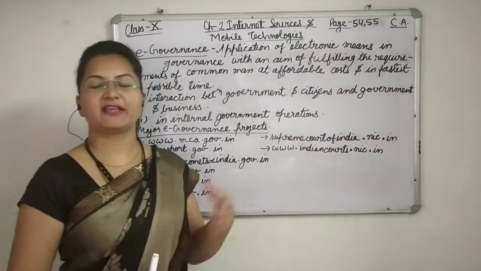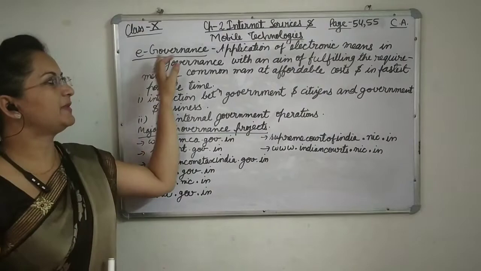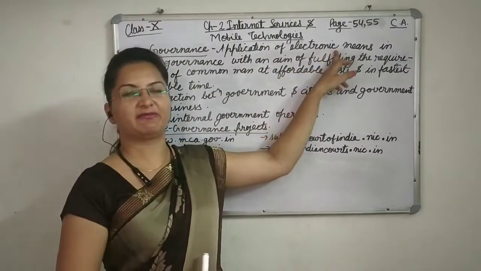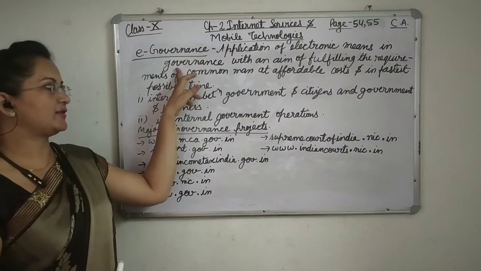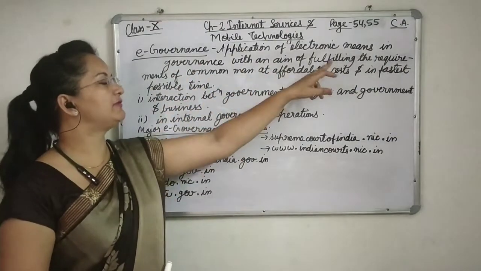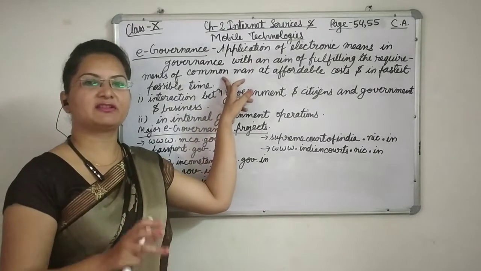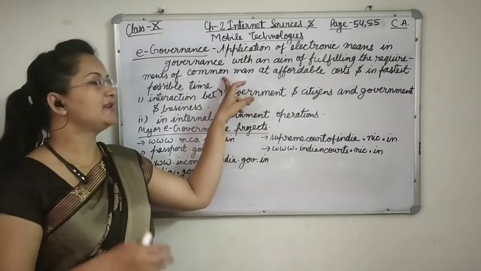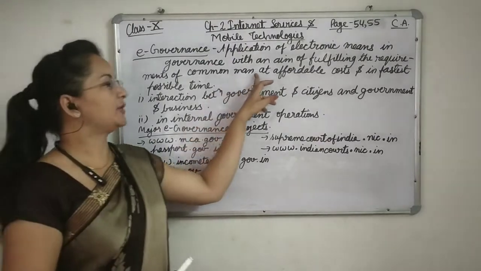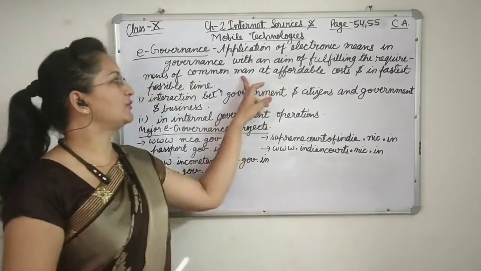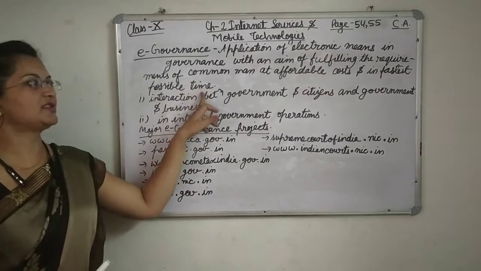Now students, the next type of web service is e-governance. So e-governance means application of electronic means. Electronically, we can simply visit government websites. Okay, so it is actually aim of fulfilling the requirement of the common man. Common man can visit the government websites and they use facilities and services provided by the government. Okay, so common man can simply use it at affordable cost and in fastest possible time.